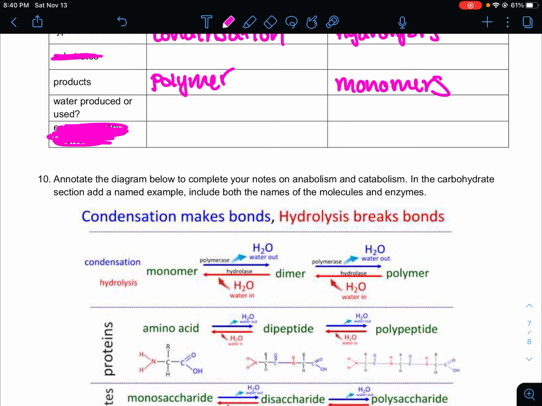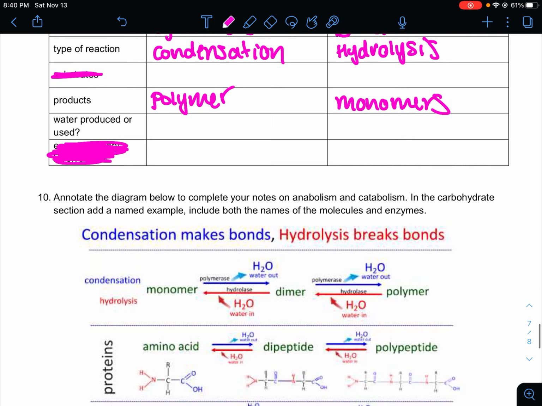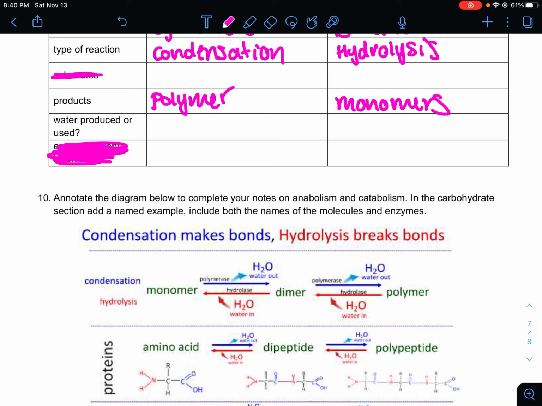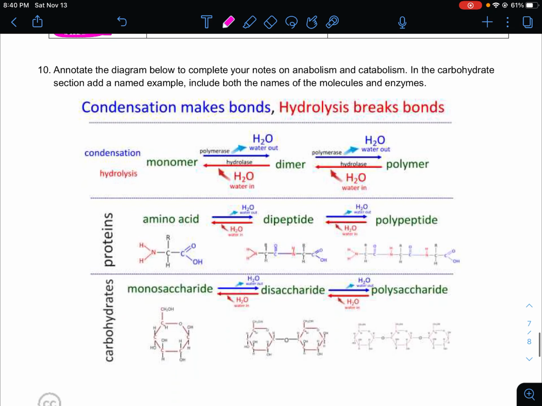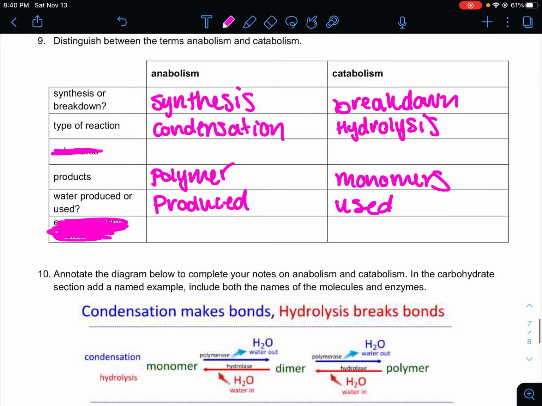And then for this one, you could have looked down here. For condensation, you are taking water out. So water is being produced. It is part of what will end up being the products of the reaction. Whereas for hydrolysis, it is being used, it is going in and breaking those bonds. Okay.